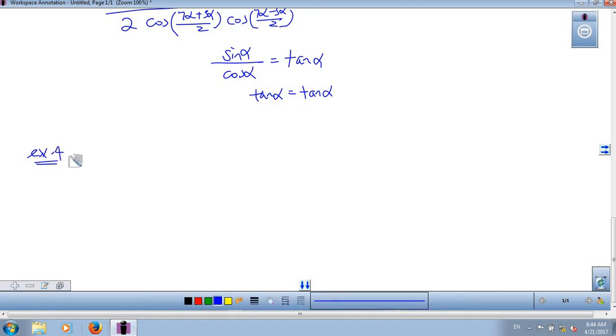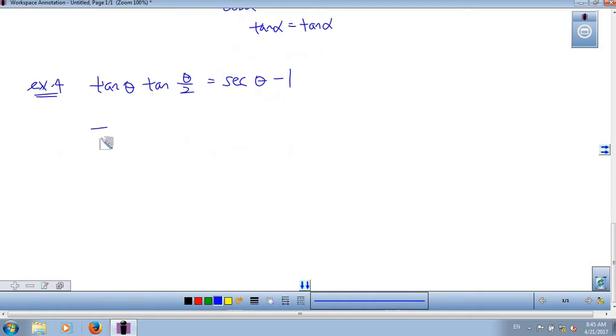Example number 4. Alright, let's try a half angle formula here. Tangent theta times tangent theta divided by 2 equals secant theta minus 1. So let's take a look at this. This is a half angle formula. Now remember, there are several ways I can write this. I can write tangent of theta over 2 as 1 minus cosine theta over sine theta, or as sine theta over 1 plus cosine theta.